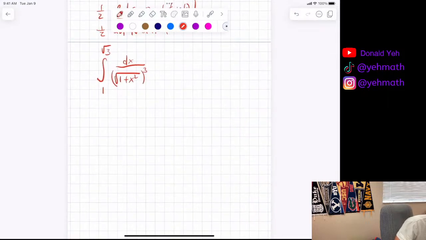I don't know. The answer to this one, I think, is the square root of 3 minus the square root of 2 over 2. Can you go up again to zero?